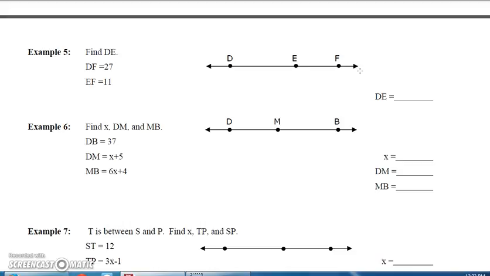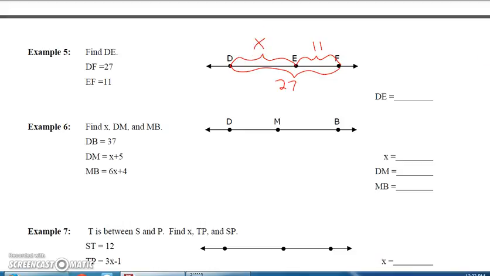So right now they're telling us DF, that's the whole thing, the length of the entire segment, is 27, and then EF is 11, and they want me to find the measurement, find the length of DE. Well, I don't know what it is, so just like in algebra, we could call it X.